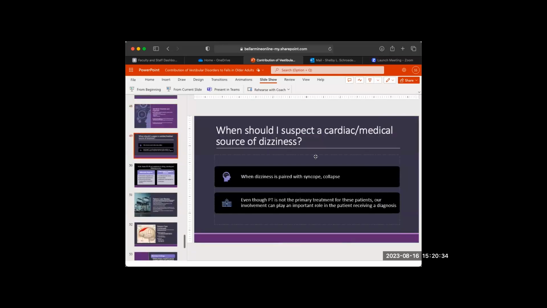Now, when we looked at the list of all the causes of dizziness, when should we suspect a cardiac or medical source of dizziness? If the dizziness is paired with syncope and collapse, we're very suspicious. The patient needs to have their heart looked at. Now, even though physical therapy is not the primary treatment for these patients, our involvement can play an important role in the patient receiving a diagnosis, especially if the dysfunction in the blood pressure or the heart rate is happening only when the patient is moving.